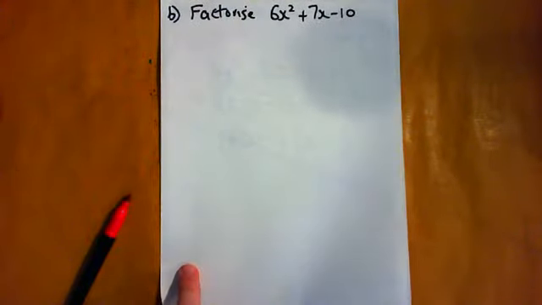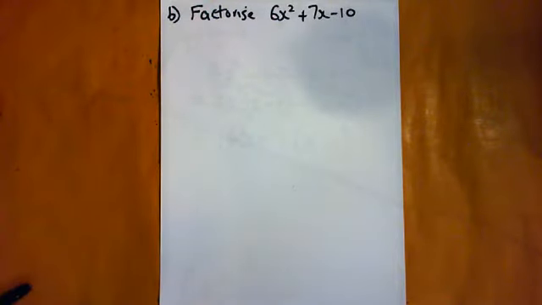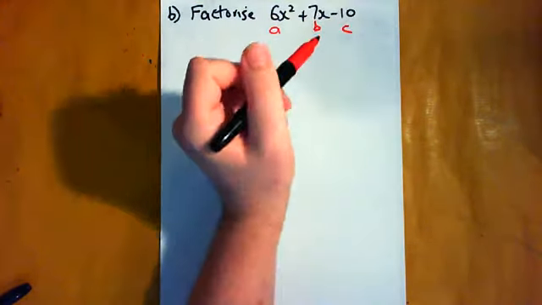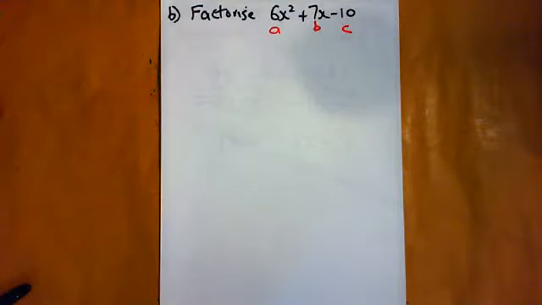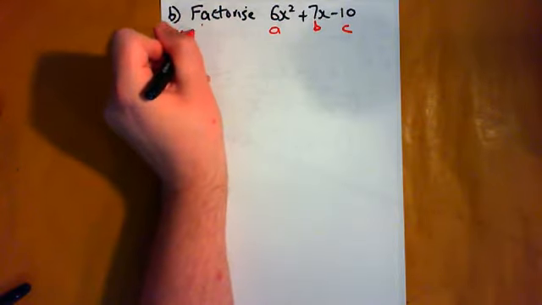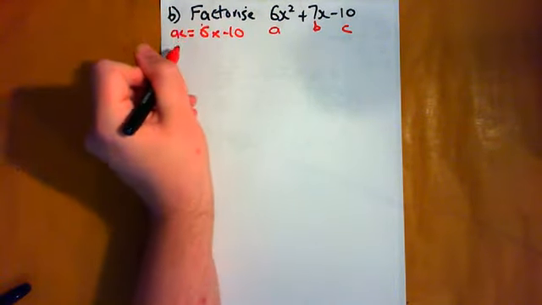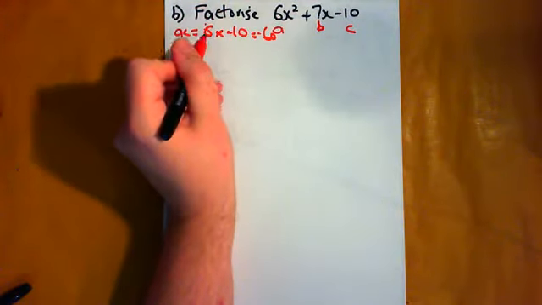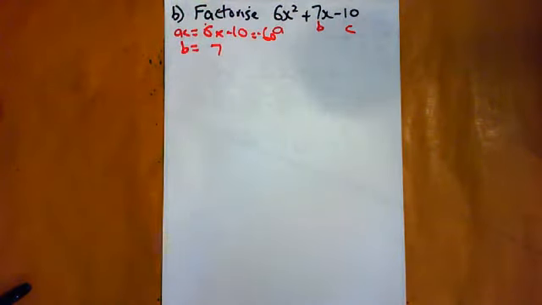Part B, we have another question to factorise. We have 6x squared plus 7x minus 10. So we have an A, we have a B, and we have a C. Okay, so A times C is going to be 6 times -10, which is -60, and B is 7. So we're looking for pairs of numbers that multiply to -60, but add to +7.